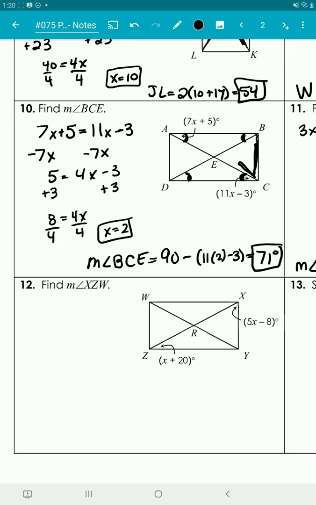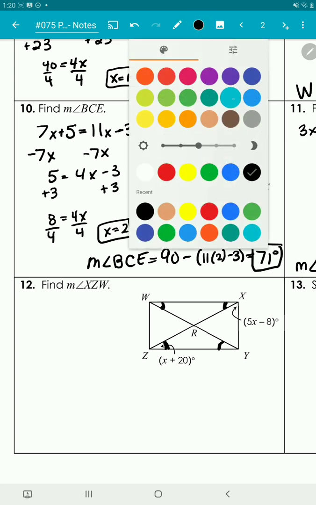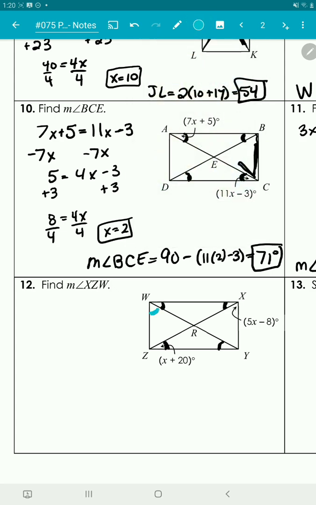Okay, so looking at this one, we're going to do the same thing. Again, these ones are the same. The small ones are the same as all the small ones there, and the big ones are the same as all the big ones. So the larger angles are all the same. And remember, any pair of black and blue here are going to add to 90.